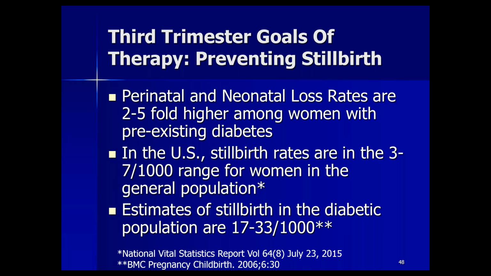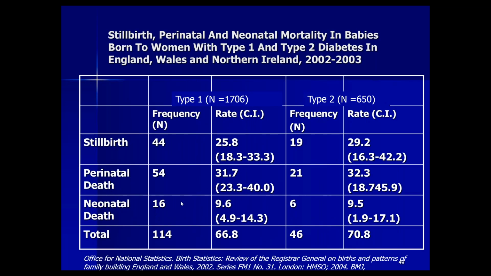Now, let's talk a little bit about third trimester and stillbirth, which is where everybody is obviously concerned because you cannot recover from a stillbirth. You can recover from some of these other things, but you can't recover from a stillbirth. And in the U.S., background rates are anywhere between 3 and 7 per thousand. There are ethnic groups that are at higher risk, but that's the general range for the general population out of the 2015 numbers.